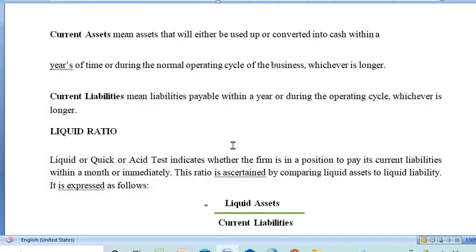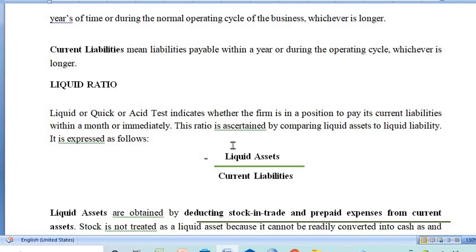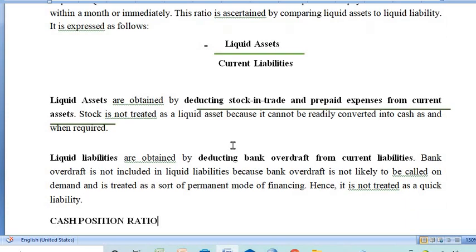The formula for computing the liquid ratio is liquid asset divided by current liability. Liquid asset refers to the current asset from which you have subtracted two important current assets, that is stock and prepaid expenses. If you subtract these two, what is left over we can call liquid asset. So already we have discussed current liability as well as liquid asset.